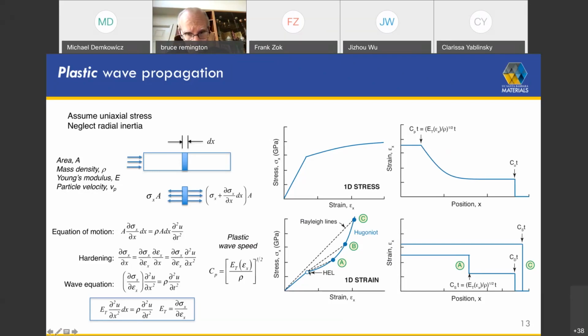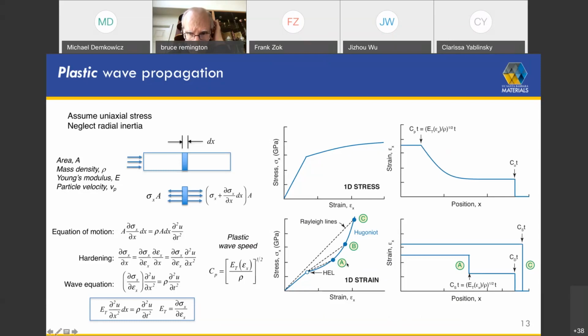Then the curve, in terms of the nominal stress strain, looks something like this. Okay? It's concave up. And this is because the shape of this comes about because of the fact that you're constraining epsilon y and epsilon z to be 0. So in this case, if you hit a plate like this, you will find, first of all, if you hit it at a stress that's below the HEL, then you just get an elastic wave propagating down the bar.